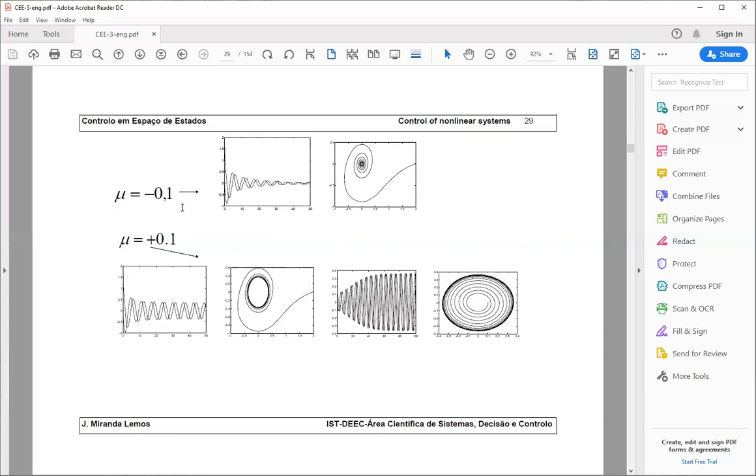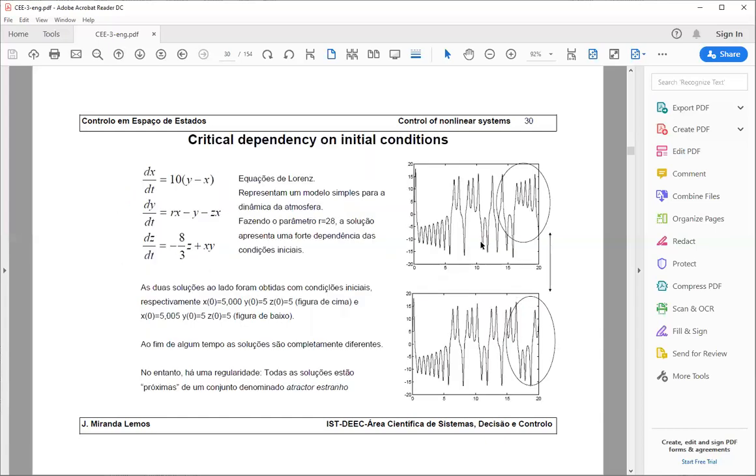This critical dependency on parameters, in which the structure of the response changes wildly when you vary some parameter, is typical of nonlinear systems. In this case, this is called a bifurcation, something that we won't explore later.